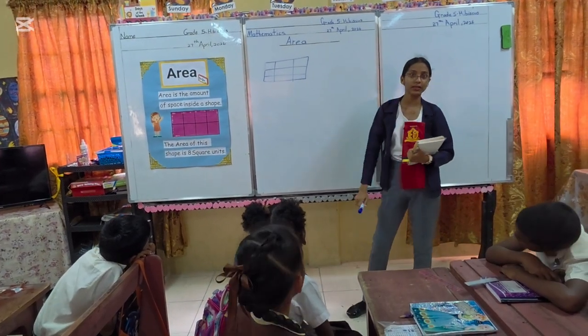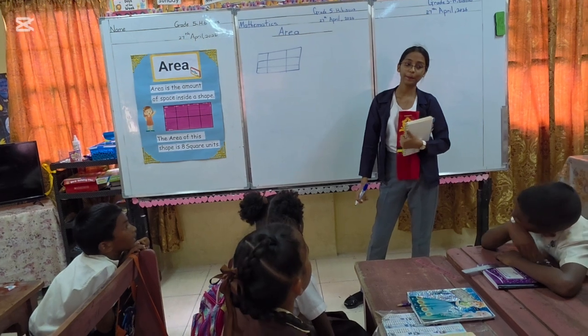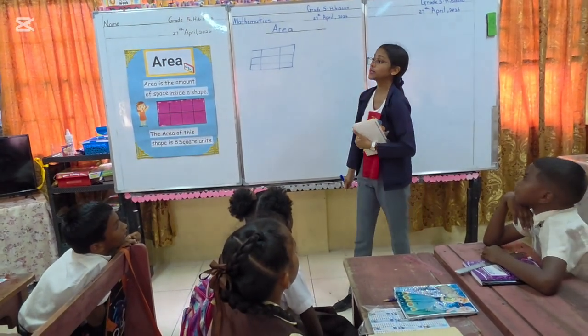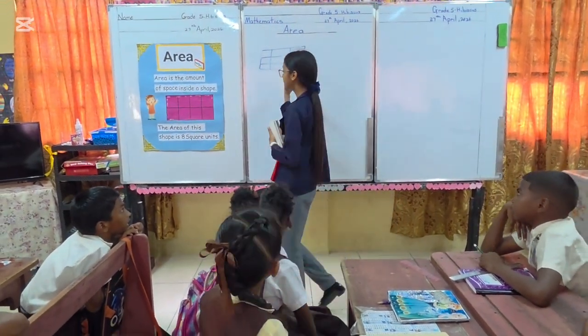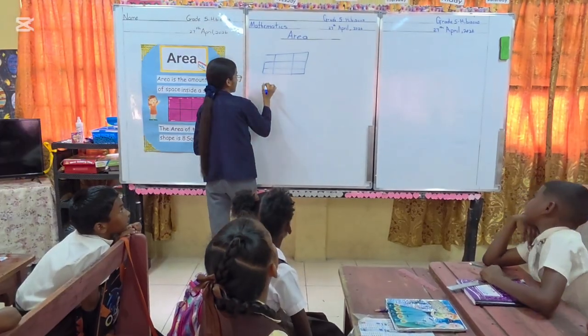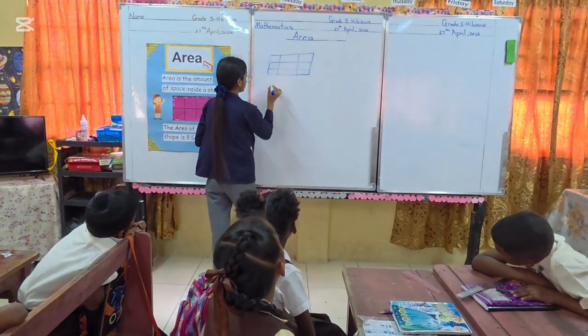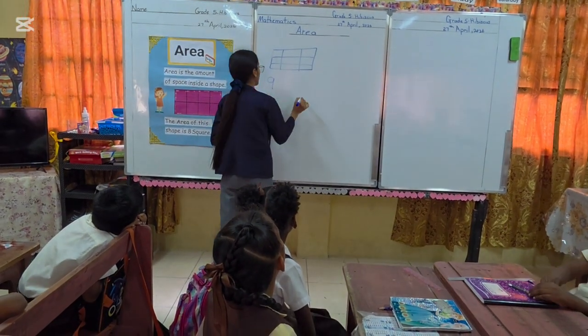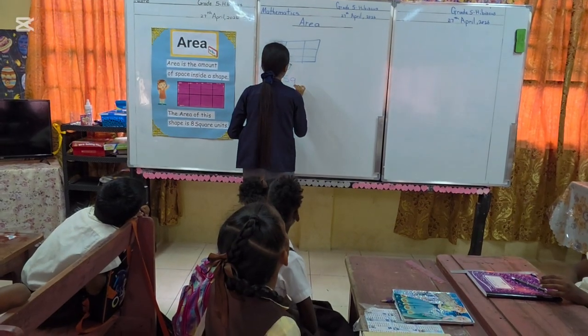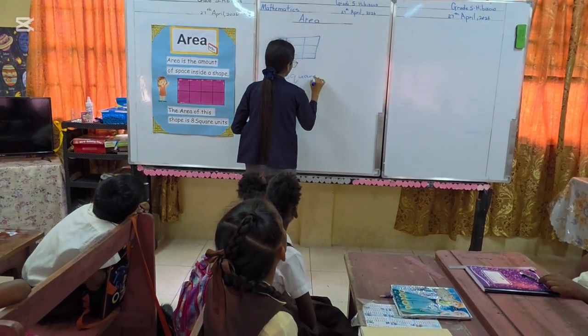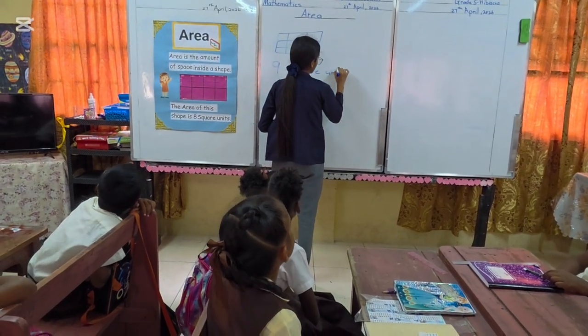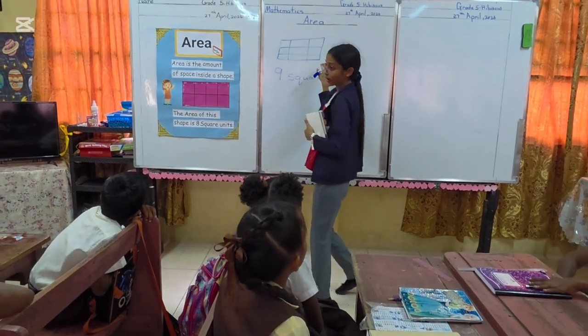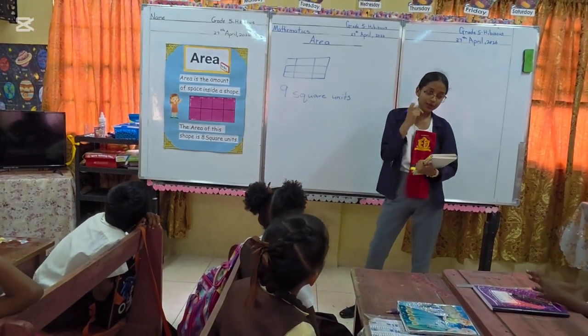And how much have you got there? 9. How much you got? 9. So we can say the area of this shape is 9 square units. Right? This is one way that we can find it. Would you like to know another way?